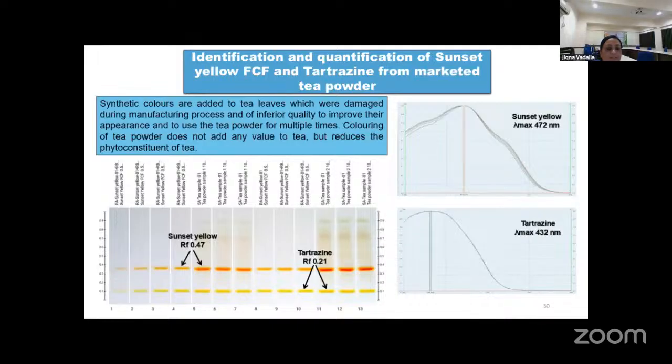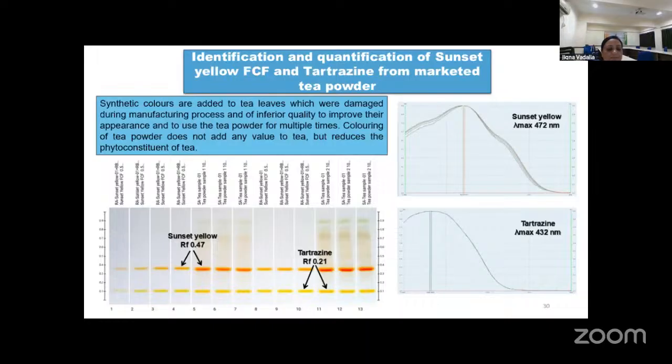This is a method developed by the Encrom lab. Here they have identified yellow color dyes, sunset yellow and tartrazine, yellow and orange color dyes, in different tea bag samples. We are using different teas, like green tea and black tea. So they added the colors, and we are able to identify this adulteration with the HPTLC technique.